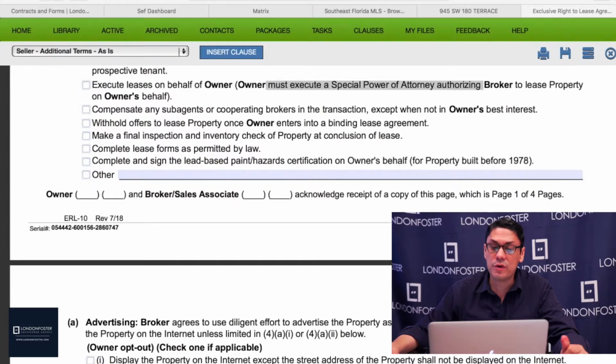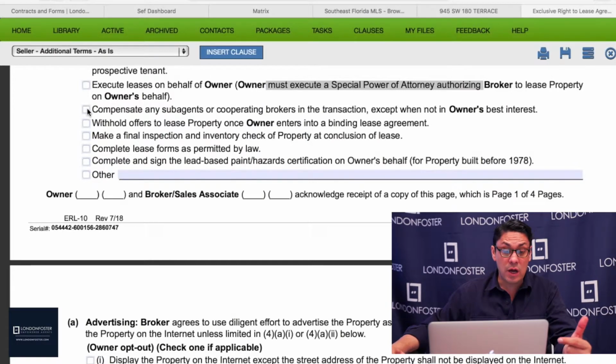Execute leases on behalf of the owner. Owners must execute a special power of attorney authorizing the broker to lease the property on their behalf. This is very uncommon nowadays with e-sign, there's really no reason for you to be doing this. Again, if this is the case, you need to get a power of attorney. You would have to have that created by an actual attorney and get it signed and notarized by a notary. Again, this is something that is very rare.